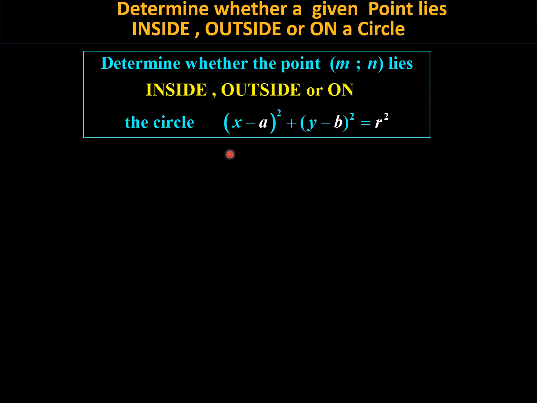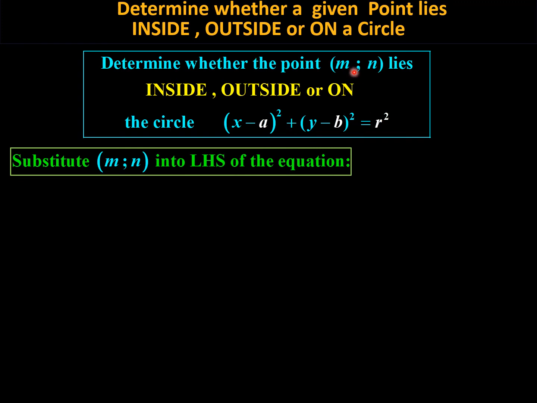Let's look at another concept: to determine whether a given point lies inside, outside, or on a circle. Let's say we have an equation of a circle that is given, and we have to determine whether a particular point, let's say in this case (m, n), lies inside. So what is the procedure? We just substitute that point (m, n) into the left hand side of the equation. Let's say we calculate that value and it ends up as the value k. So you get a numerical value k. Then what we need to do now is compare that k with r squared.